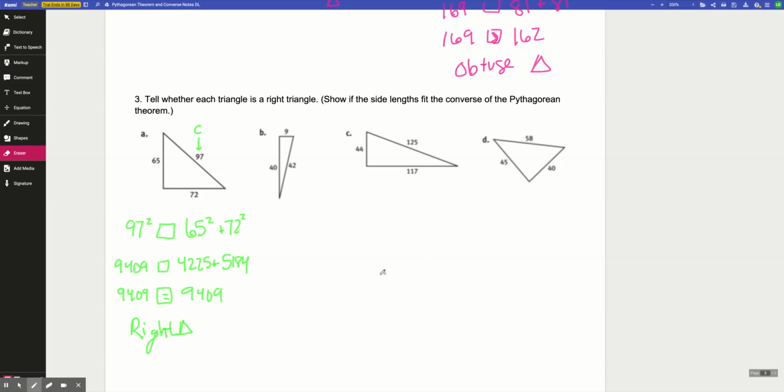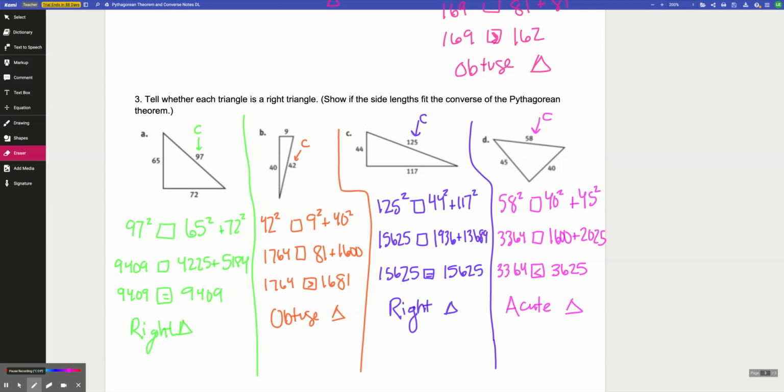Okay, all right. So I will tell you that of the 3 that are left here, there is 1 more right triangle and 2 that are not right triangles. So what I want you to do now is pause the video and give these 3 problems a try on your own, and then come back and check with me and we'll see how you did.